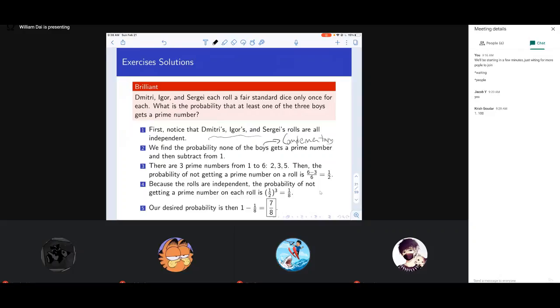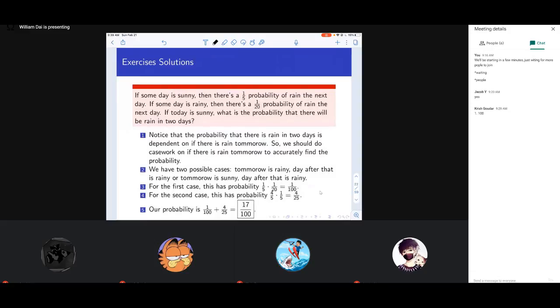There are 3 prime numbers from 1 to 6: 2, 3, 5. Then the probability of getting a prime number on a row is 1 over 2. Or the probability of not getting a prime number, but they're the same anyway. Because the rows are independent, the probability of not getting a prime number on each row is 1 over 8. And then we just subtract from 1 here to get 7 over 8.